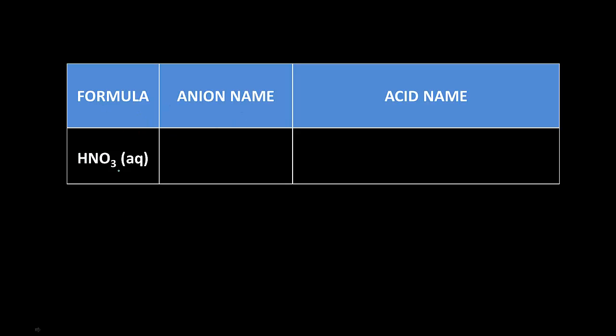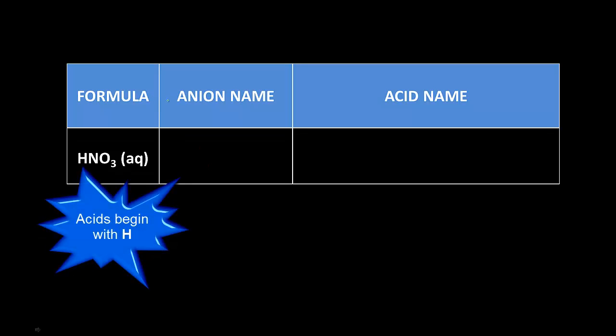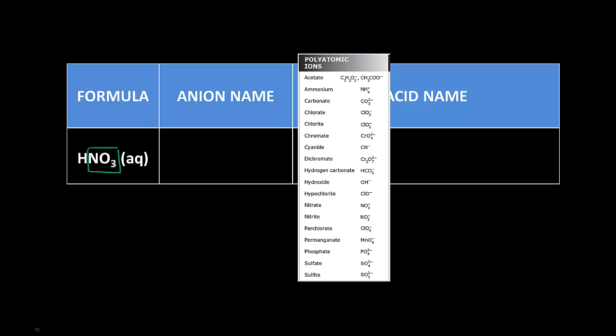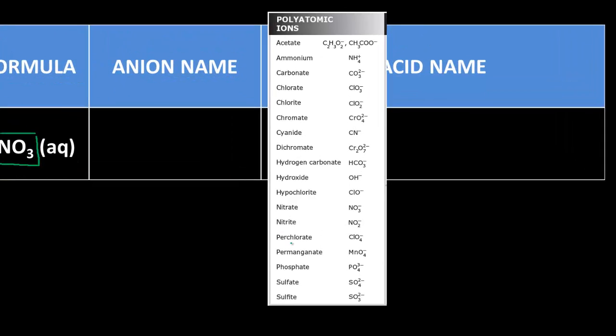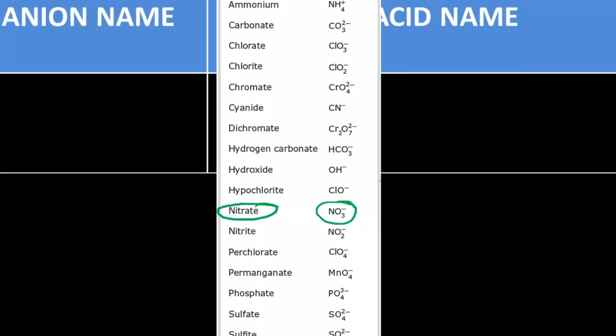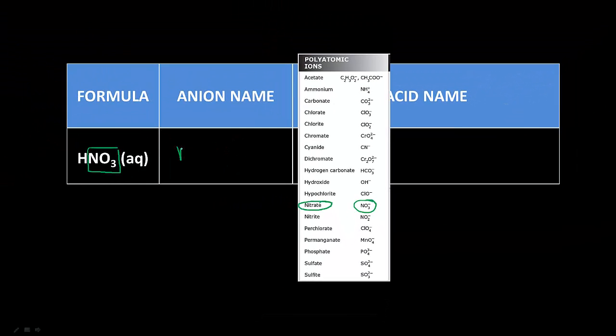The formula is HNO3. This AQ stands for aqueous, which means it is dissolved in water. So the first thing we need to do is find out what our anion name is. Now remember, our anion is the negatively charged piece of it, which is going to be NO3 because the H has a positive charge. NO3 is a polyatomic. We know that because it has more than one atom. So we're going to look under our polyatomic ions. NO3, let's go down here, and it is right here, NO3. And that is nitrate. So our anion name is nitrate.